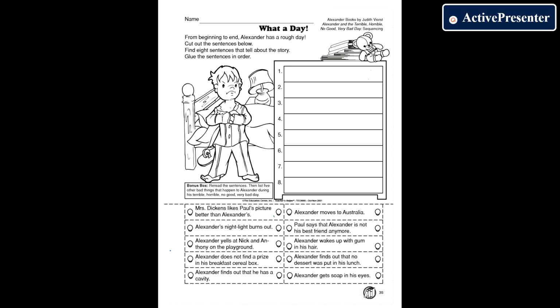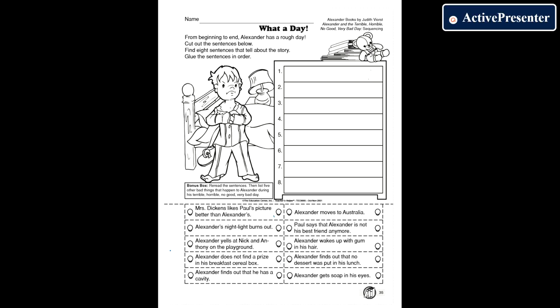So let's go through and see if we can figure out which one happened first. And you'll notice there's extra ones, so some of them won't be used. But remember, if you need to, go back and listen to Alexander and the Terrible, Horrible, No Good, Very Bad Day, if you need to figure out the sequence of events. So what happened first?